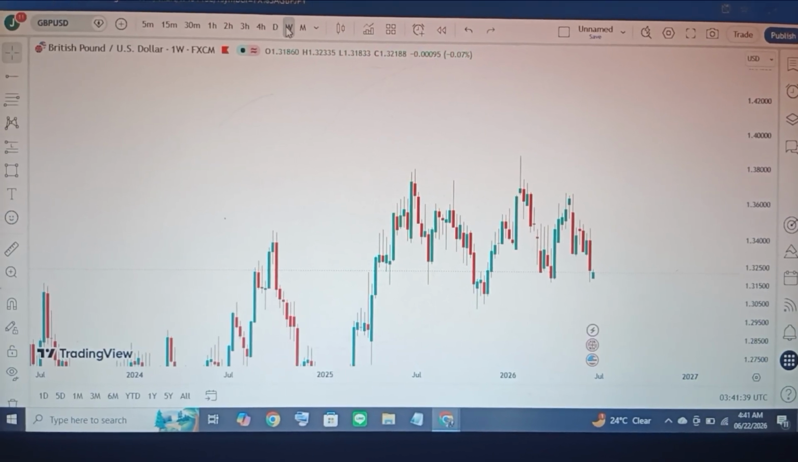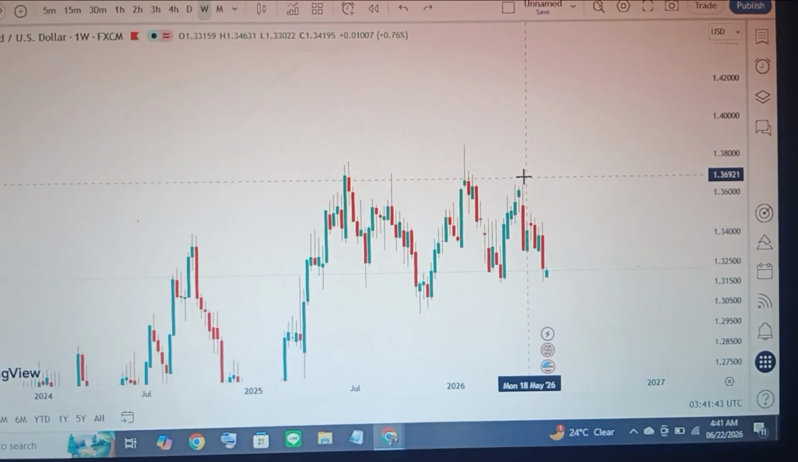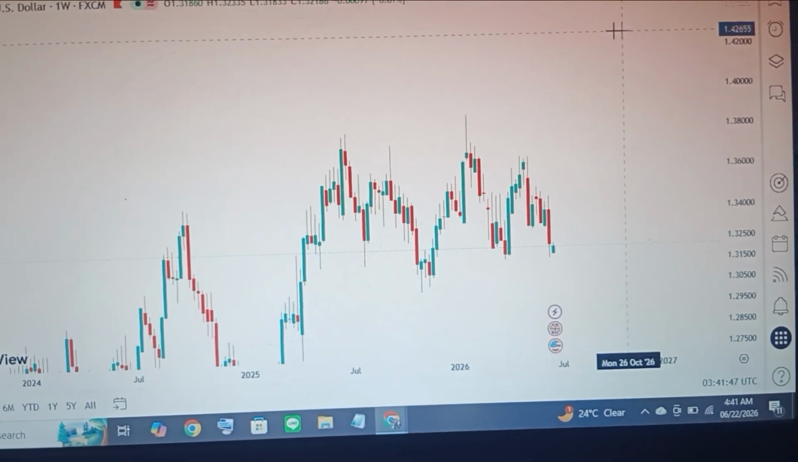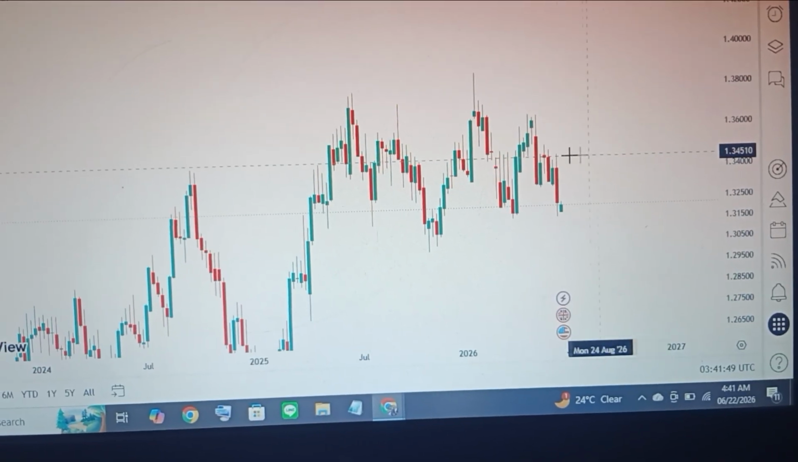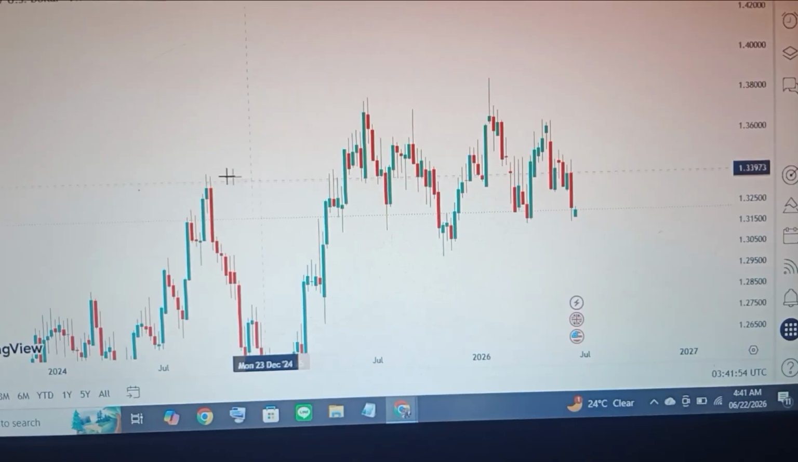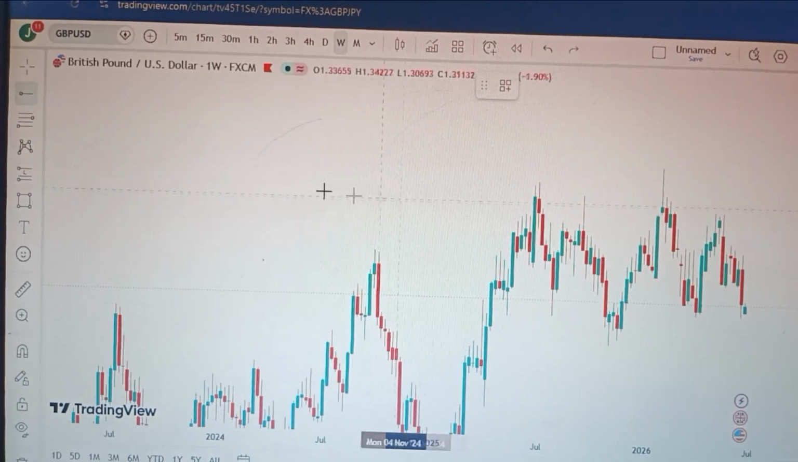First of all, I want to go to the higher time frame. Most of the time I'll come to the weekly. Currently we're on the weekly time frame. What I want to pinpoint is exactly where the market is currently trending to and what we should be looking at in the market.